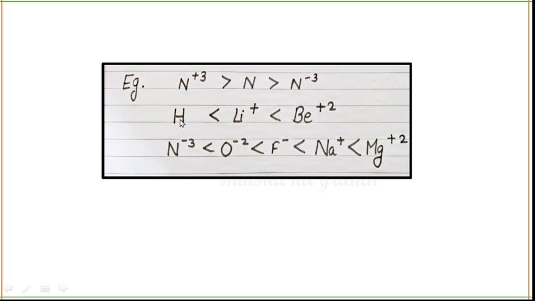Now in the next example, we have the order in which Be+2 has the maximum Z effective. When you are given negative and positive charges in a single question, you have to follow this trend, which means Z effective will increase when the positive charge increases. So the order is N-3 is less than O-2, O-2 is less than F-, which is less than Na+, and the maximum comes out to be Mg+2.